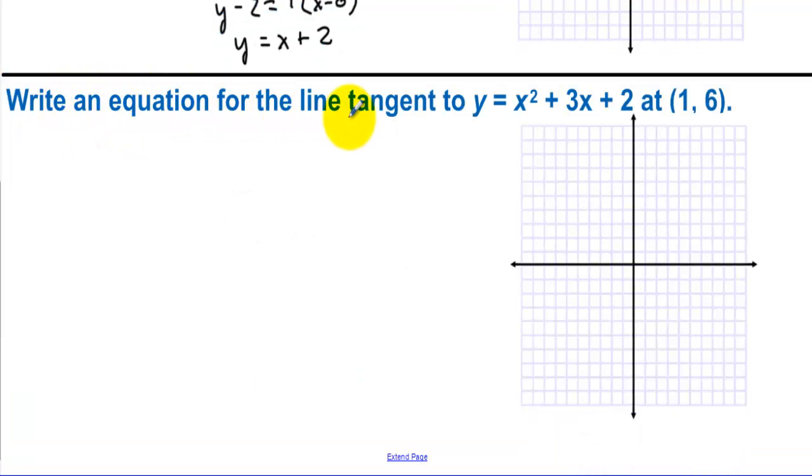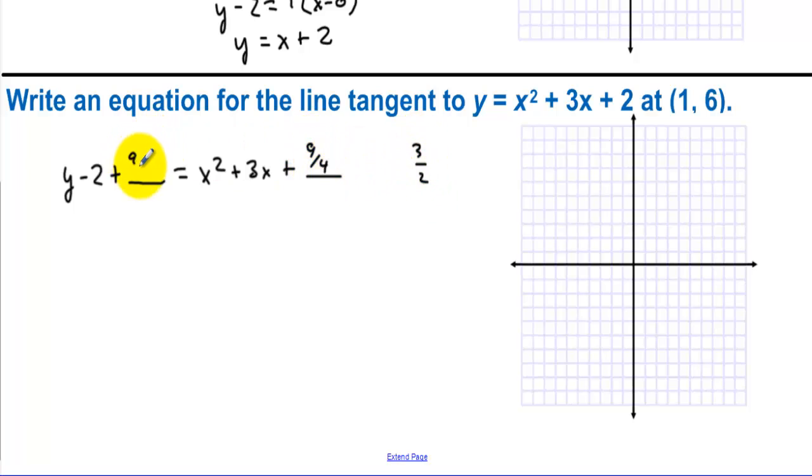Write an equation for the line tangent to this parabola at the point (1, 6). Let's minus 2 over and get it set up to complete the square. We have x squared plus 3x plus something. If we take 3 divided by 2, we get 3 halves. And then when we square that, we get 9 fourths. We need to add 9 fourths to both sides.